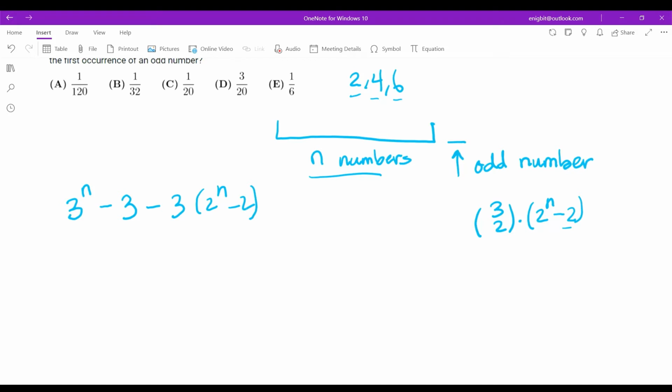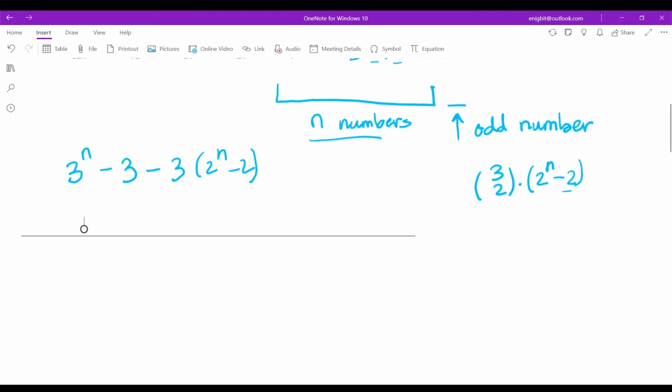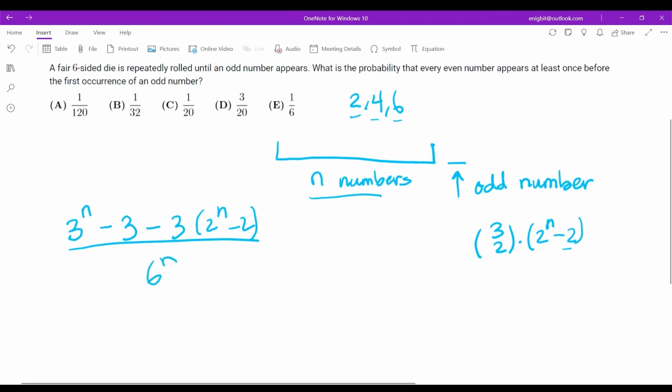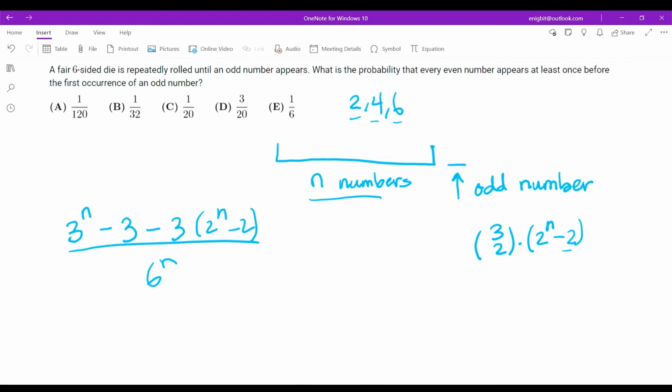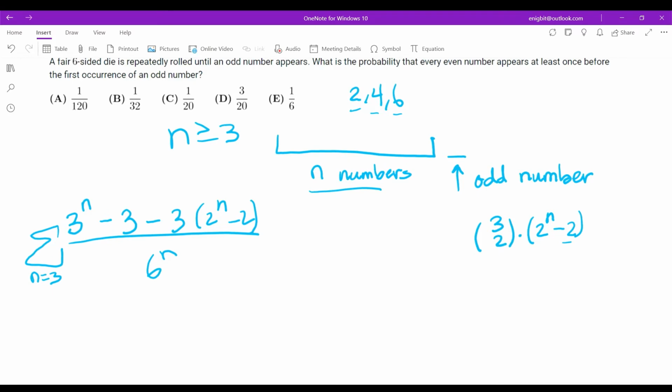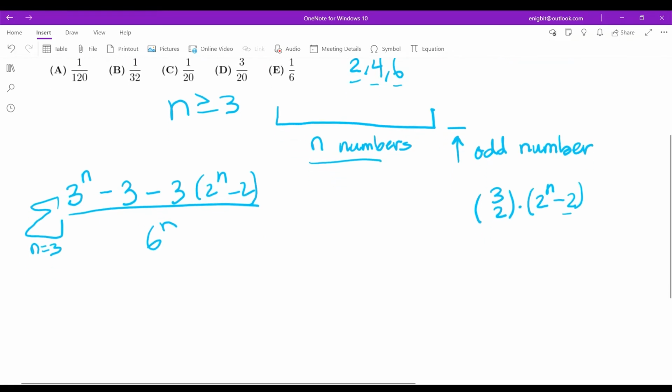And the overall number of outcomes for this is just 6 to the power of n, because for the first n numbers, there are 6 possible values, 1, 2, 3, 4, 5, and 6. So we have to put this over 6 to the n, and the summation starts at n equal to 3, since n has to be greater than or equal to 3. The reason for this is because if n is less than 3, you can't have 2, 4, and 6 all appear. So you need n equals 3 to infinity.